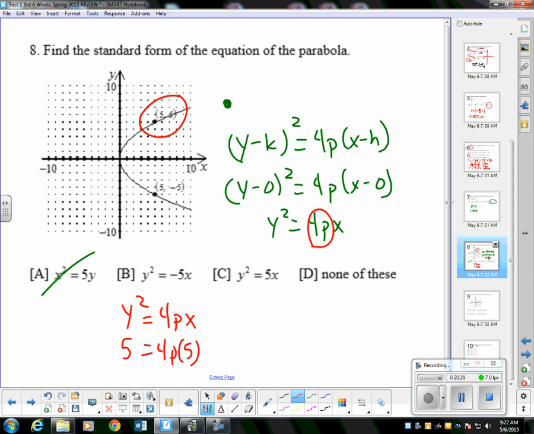Well, if I take 5 squared, sorry, if I take 25 and divide that by 5, isn't 5 equal to 4p? Isn't it? Then that means my equation is simply going to be y squared is equal to 5x. Which one is it? It's going to have to be C.